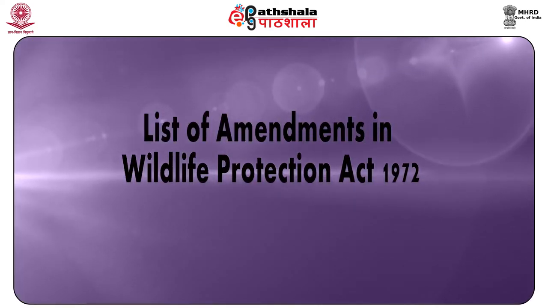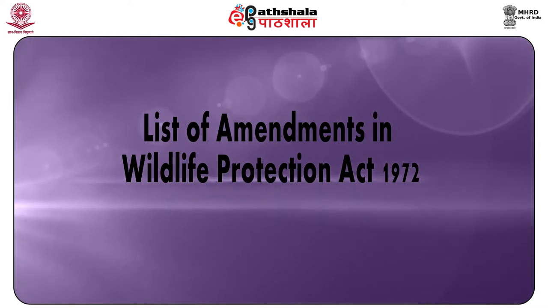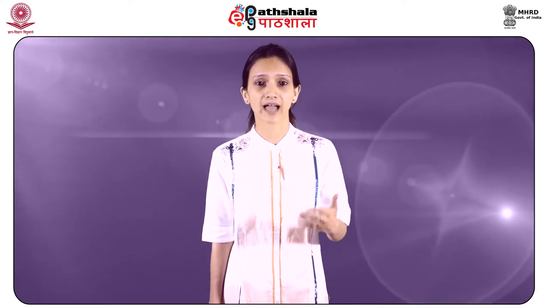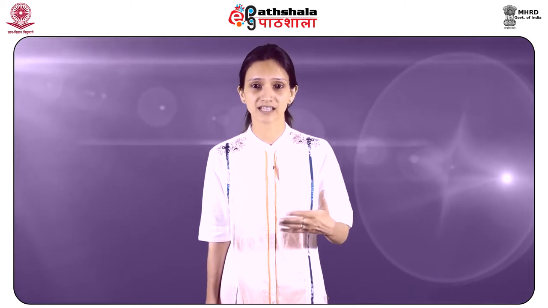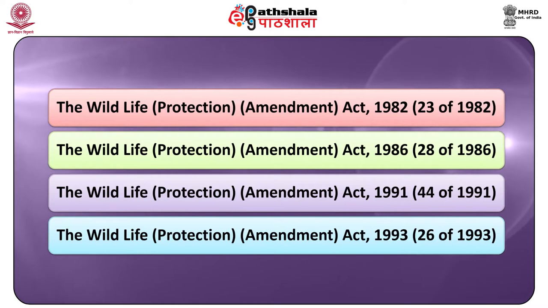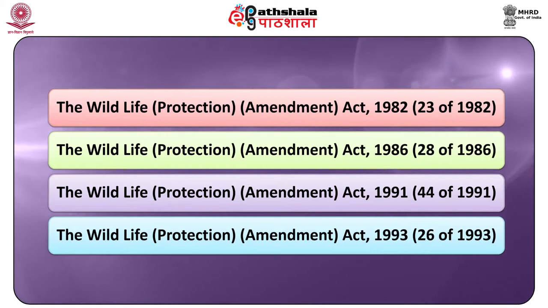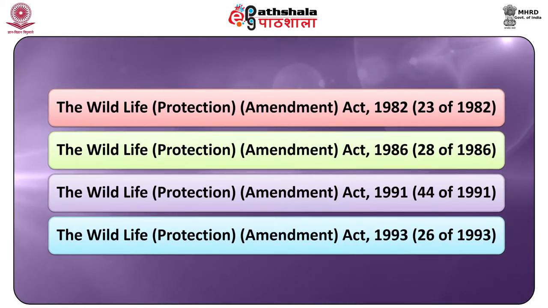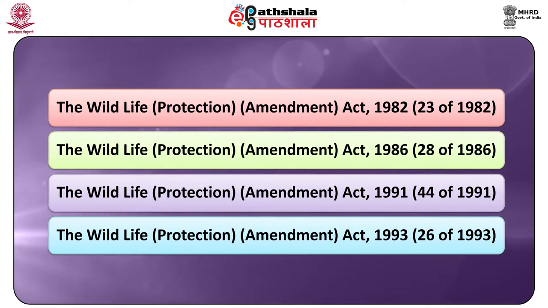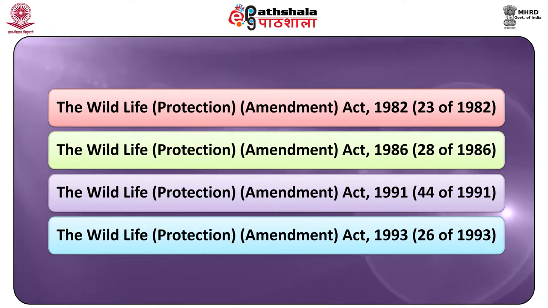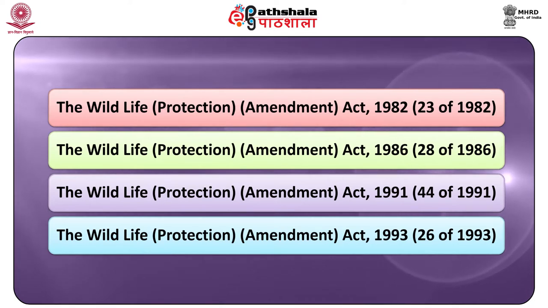Now, the list of amendments in the Wildlife Protection Act 1972: to remove deficiencies, to include many more such animals and to empower authorities for its enforcement, the Act was amended 4 times. This is as follows. The Wildlife Protection Amendment Act of 1982, 23 of 1982. The Wildlife Protection Amendment Act 1986, 28 of 1986. The Wildlife Protection Amendment Act 1991, 44 of 1991. The Wildlife Protection Amendment Act 1993, 26 of 1993.